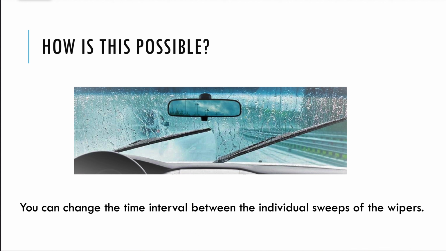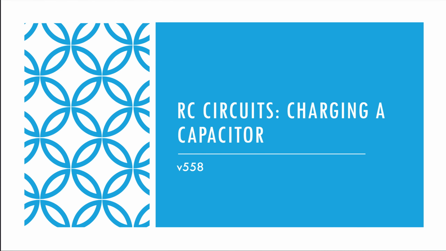I'd like to start this video off with a question. How is this possible? How are you able to change the frequency of the sweeps of the windshield wiper? How does that work? What kind of circuit is in there? So I'll give you a hint. This video is on RC circuits.